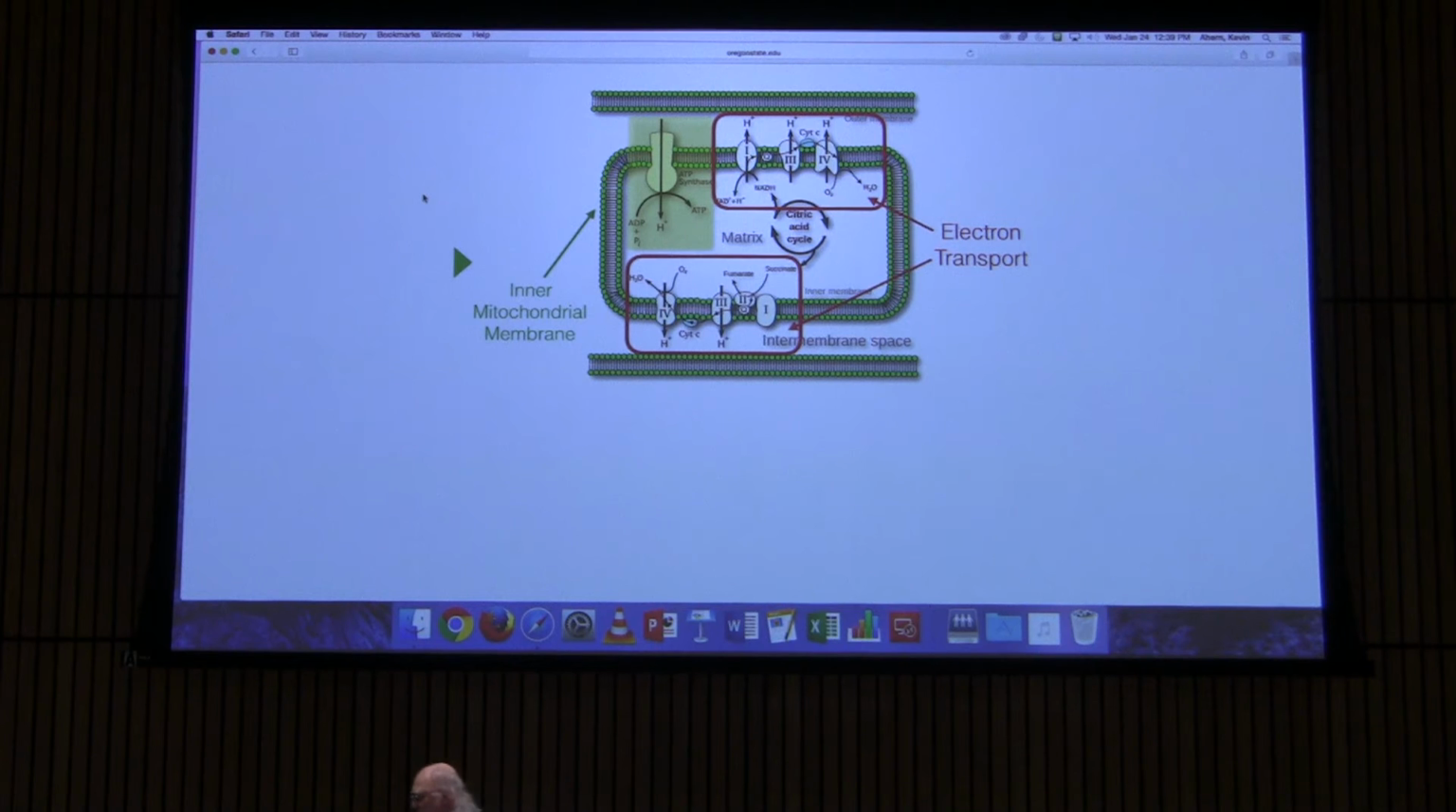Well, how does complex 2 get into the picture? Complex 2 accepts electrons from FADH2. Remember, we also generated FADH2s in the citric acid cycle. And where did we generate electrons in the citric acid cycle? Through succinate dehydrogenase. Succinate dehydrogenase was the only enzyme of the citric acid cycle found in the inner mitochondrial membrane. Guess what? Complex 2 and succinate dehydrogenase are the same thing.